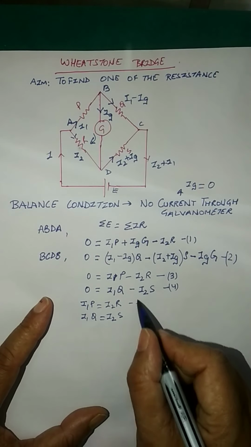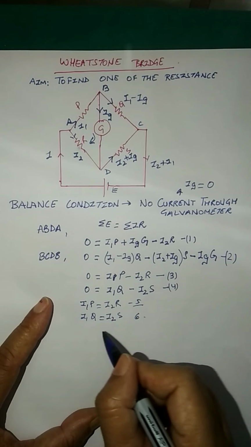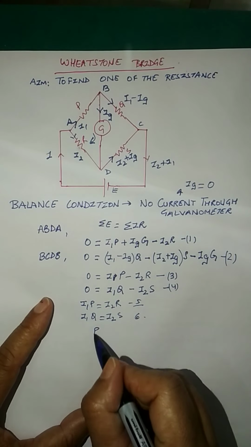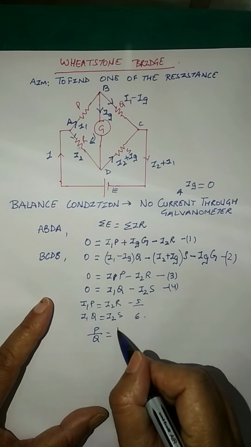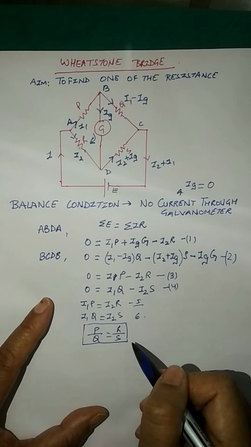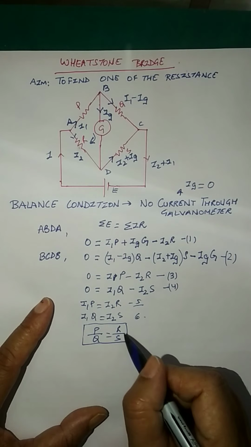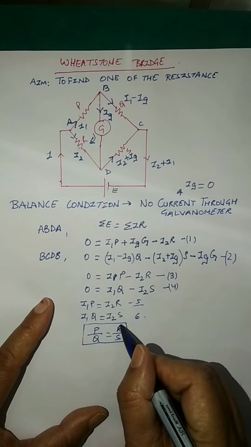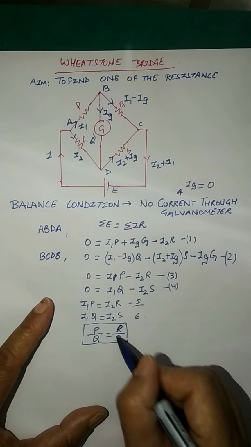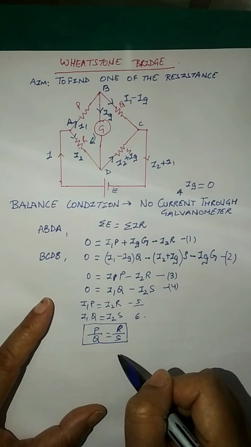Alright, so say this is my equation number 5 and equation number 6, and if you divide 5 and 6, so what you will get? P by Q is equal to R by S. So this is the condition when the Wheatstone bridge is said to be balanced. So whenever the Wheatstone bridge is balanced, you can say that P by Q is equal to R by S. Conversely also you can say that if P by Q is equal to R by S, that means my Wheatstone bridge is balanced. Alright.